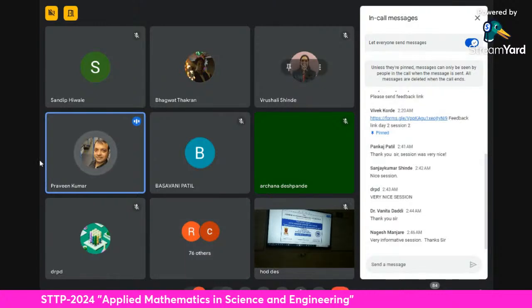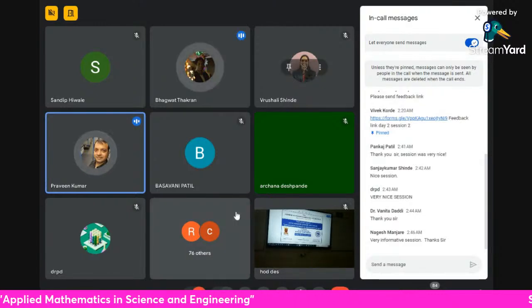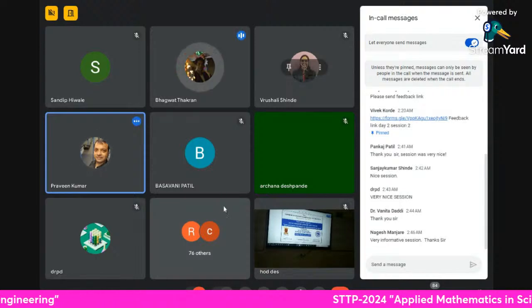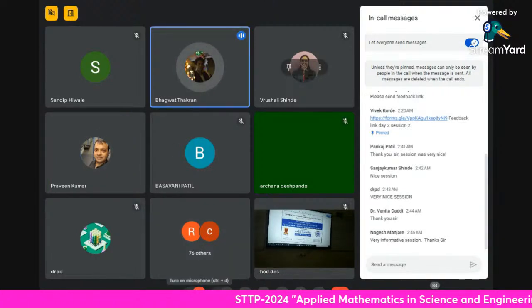Open your webcam if you want. Actually, the moment I start my webcam, I'll use my, okay.